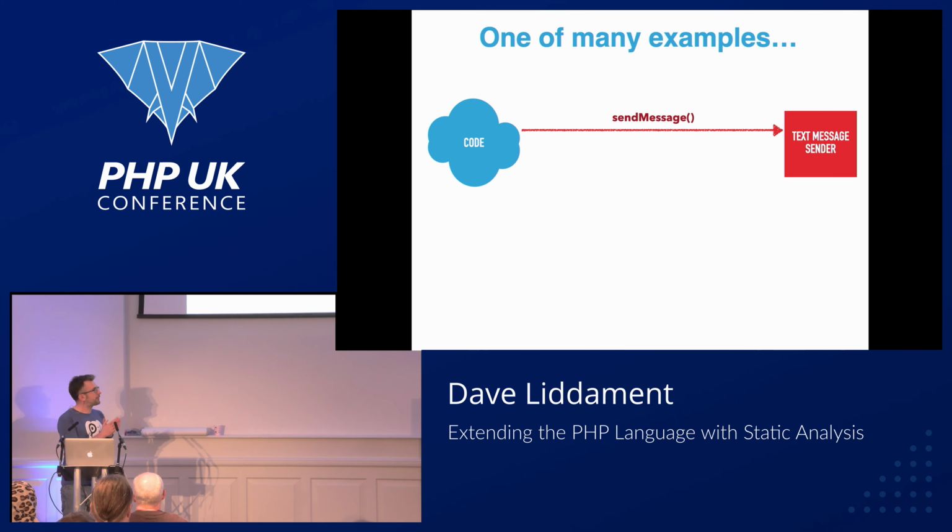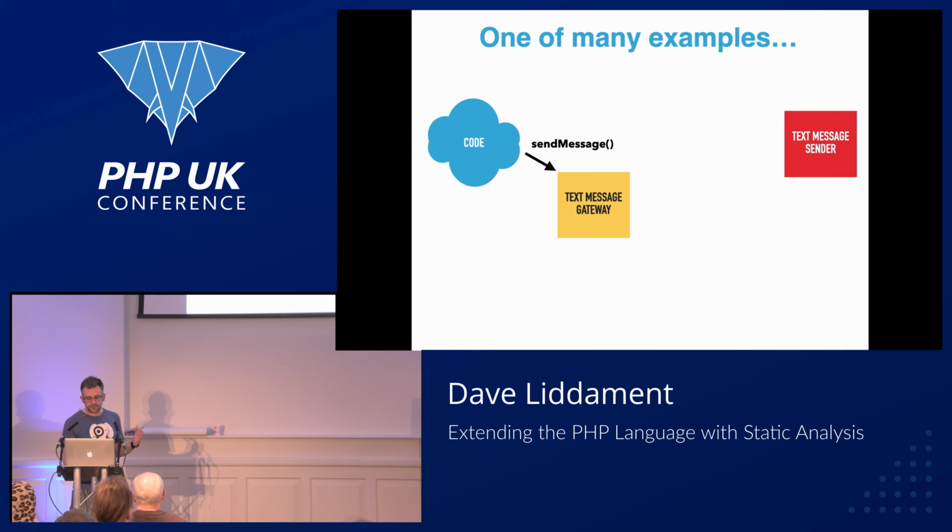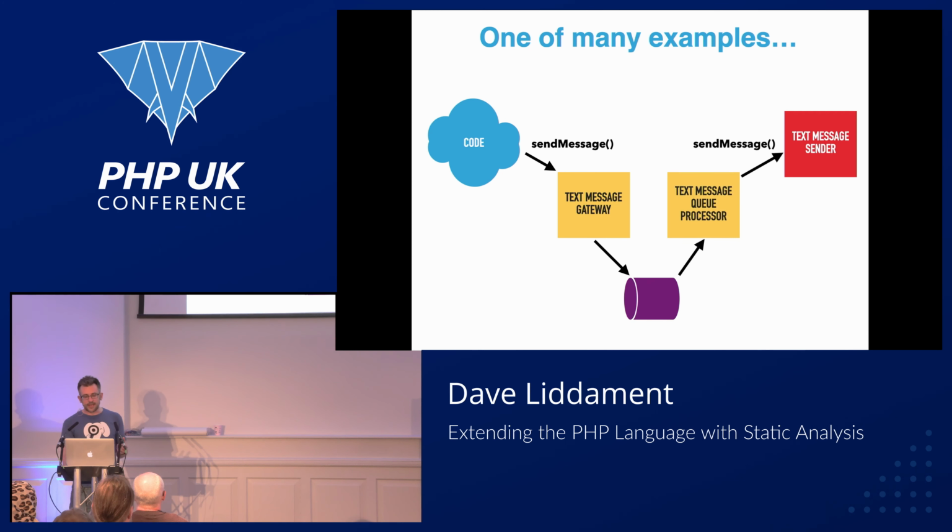So I don't want to be calling this code from anywhere in my code base. Instead, when I want to send a message, I want to call the send message method on the text message gateway, and that will put it into the queue. Then we have a queue processor, which takes things off the queue, and then calls send message on the text message sender. This is pretty standard for anything that's a relatively slow thing to do.